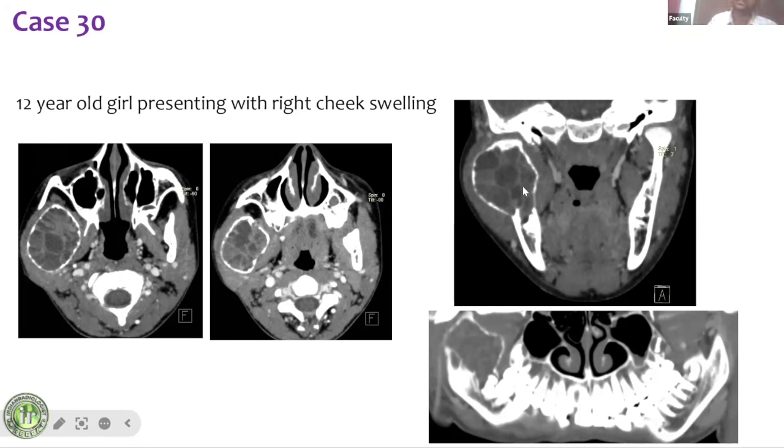Another differential in this case could be ameloblastoma, but ameloblastoma is cystic, and there will also be an adequate amount of solid component. And sometimes odontogenic myxoma can also present with a similar appearance, but in that case the septae will be thinner, a tennis racket appearance, as it is called. But the important point is that the arrangement of the septae at right angles to the bony interface is a feature suggestive of hemangioma.